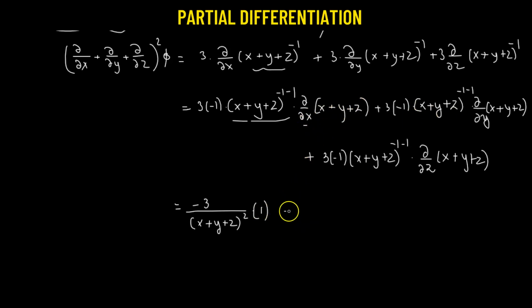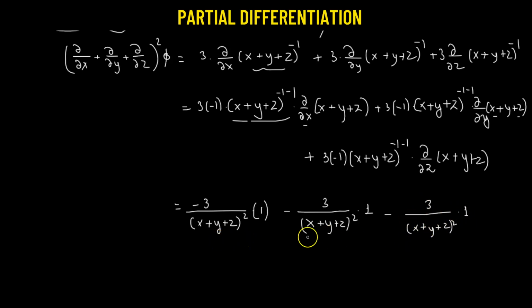For the second term, we have -3 divided by x plus y plus z whole raised to the power of 2 multiplied by 1, because partial of x plus y plus z with respect to y will be 1. Here x and z will be considered as constants. Minus the third term, which will be 3 over x plus y plus z whole squared times 1.